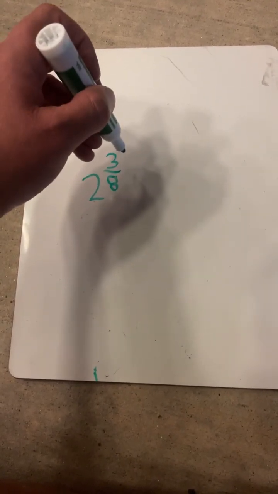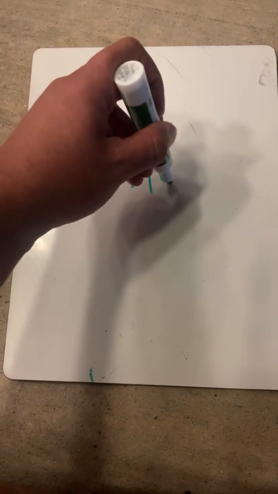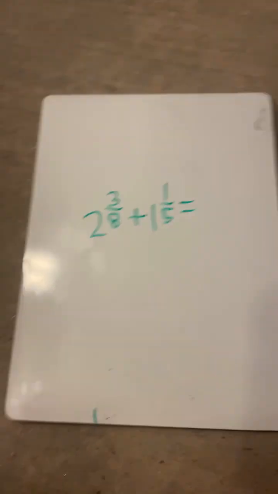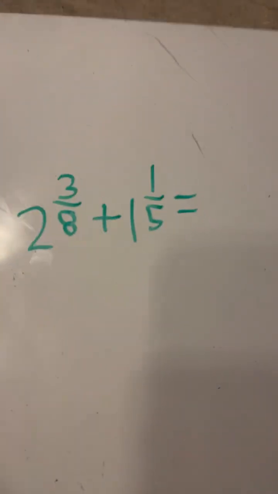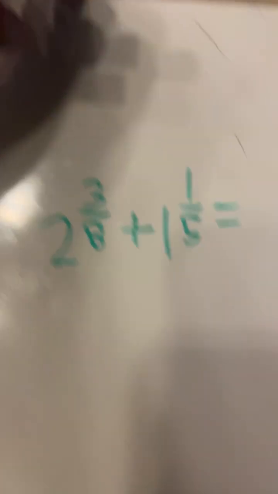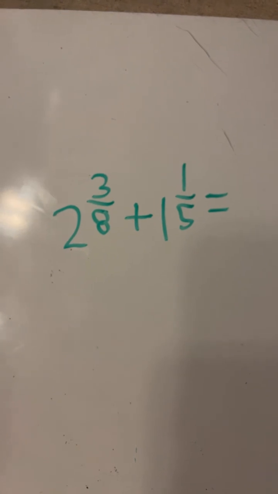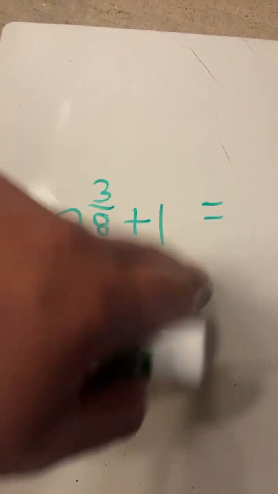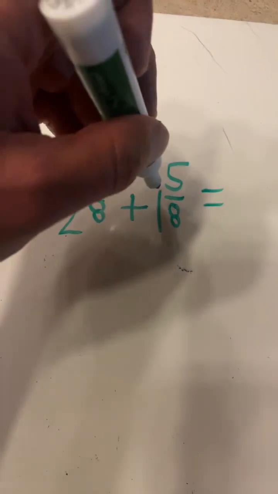Two and 3/8 plus 1 5/8. I did not write 5/8 correctly. 5/8. Here we go. 2 and 3/8. Let me make this a little neater. What kind of an example am I setting here? Let me make this neater.